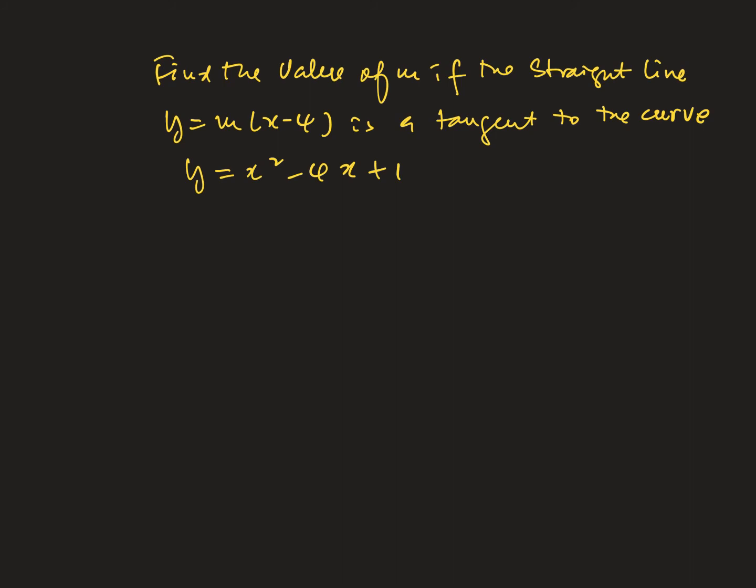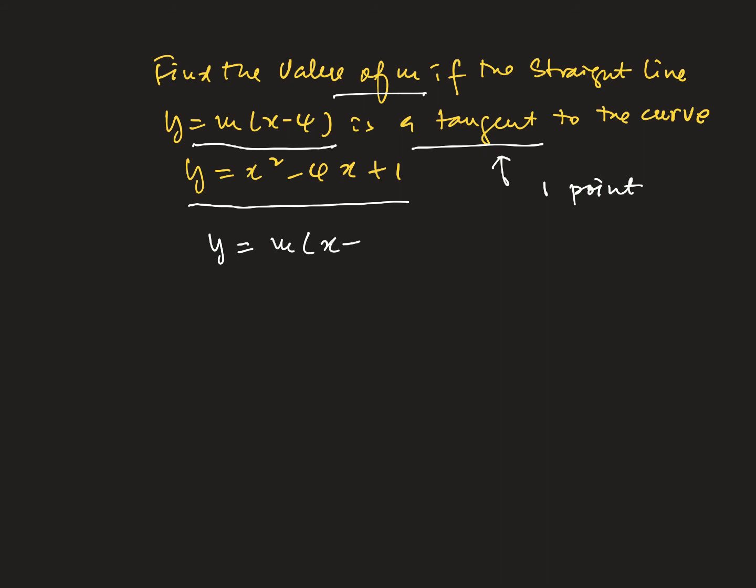Dear student, you can try it yourself. Also find the value of m if the straight line y equals mx minus 4 is a tangent to the curve y equals x squared minus 4x plus 1. When it is a tangent, there is only one meeting point. So let's label y equals mx minus 4 as 1 and y equals x squared minus 4x plus 1 as 2.